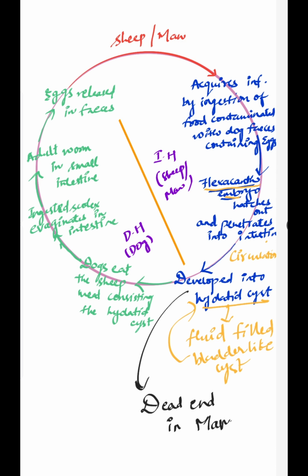Why? Because the dogs will not feed on the human feces or the human viscera, right? So there will be no infection again to the definitive host. So here the cycle will be stopped.